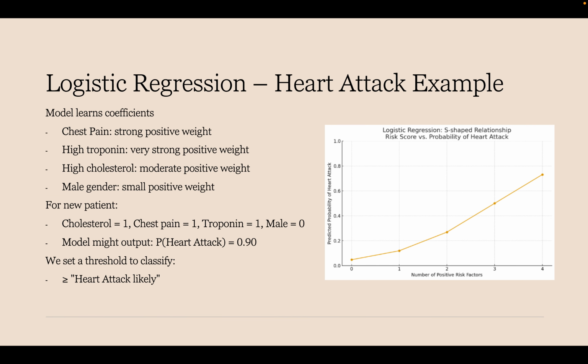For this heart attack problem, logistic regression will estimate how much each variable contributes. High troponin and chest pain might dominate the prediction, and for a patient with all 3 risk factors but not male, the model might give a 90% probability of a heart attack, which we classify as yes if our threshold is 0.5. And then on the right, as you can see, on our x and y axes, the more positive risk factors, the higher the probability of a heart attack.